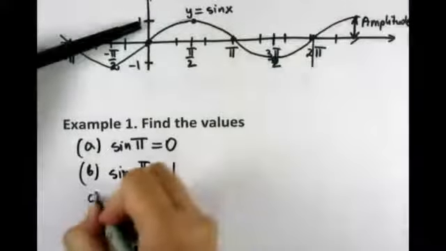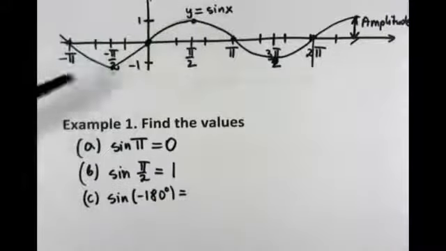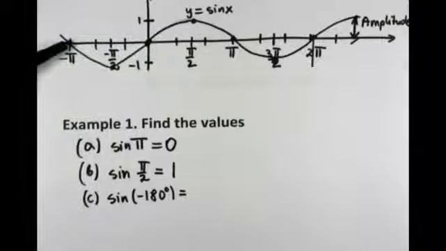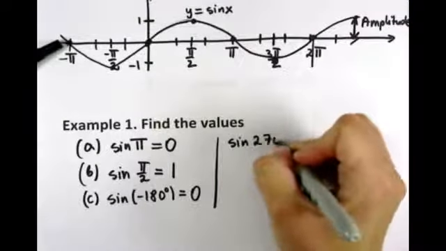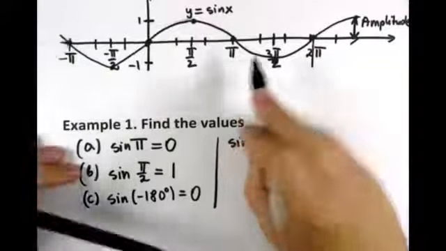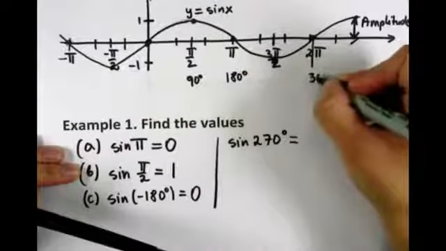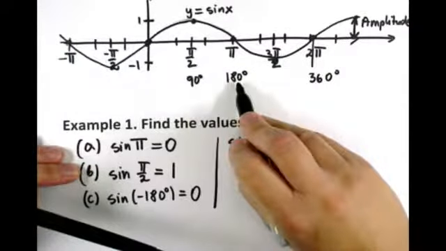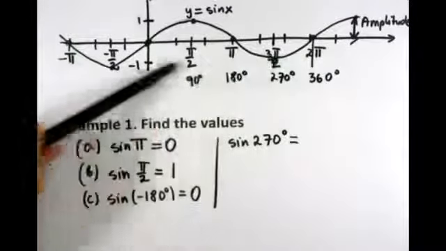C, sine minus 180 degrees. So minus 180 degrees is minus pi. The value is 0. Okay, and then we have sine 270 degrees. This one is 180 if we want degrees, so pi is 180, half pi is 90, 2 pi is 360, and in the middle 180 plus 90 is 270. So at 270 degrees the value is minus 1.